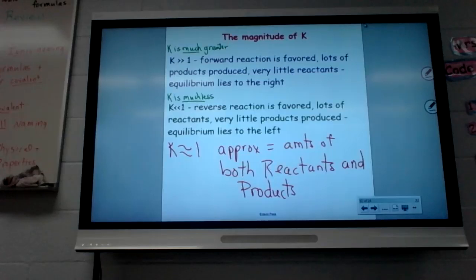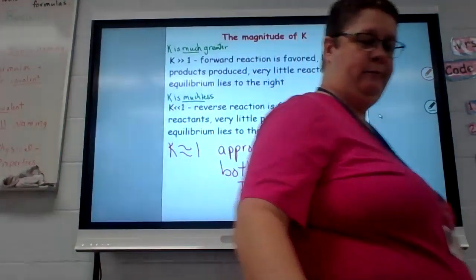Now, that brings us up to shifting equilibrium, which I'm going to save for tomorrow, because I have 2 sheets I want you to do for homework. It's not that hard, so stop whining.